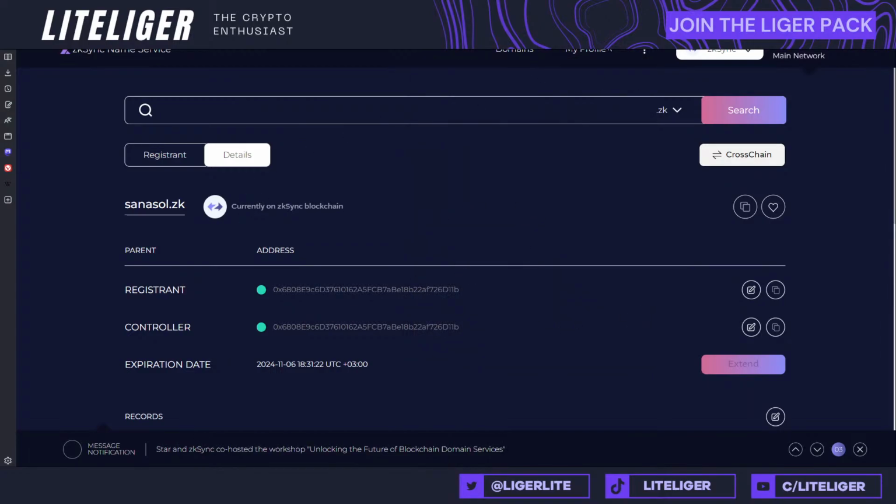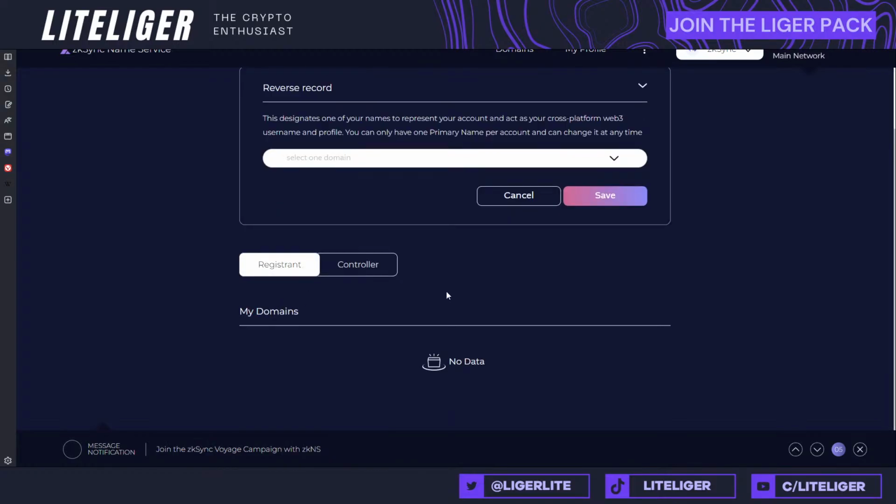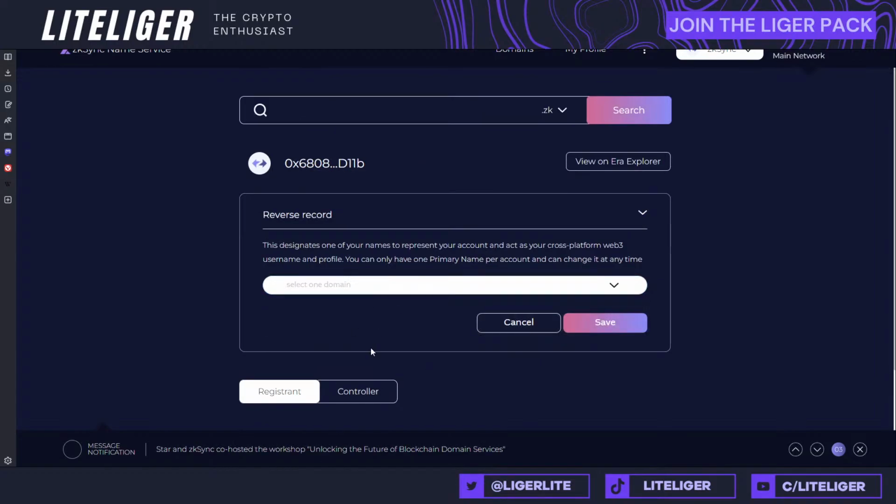So, the My Profile thing here, it's lagging. But once there's a domain here, we're going to be adding this reverse record, which allows somebody to send me a tip transaction to sanasol.zk. You obviously don't have to do that, but once this reverse record is set, you can receive transactions to that name. Right now I think it's getting registered on the chain, which is why it's taking so long.